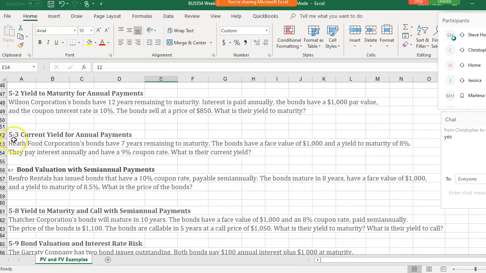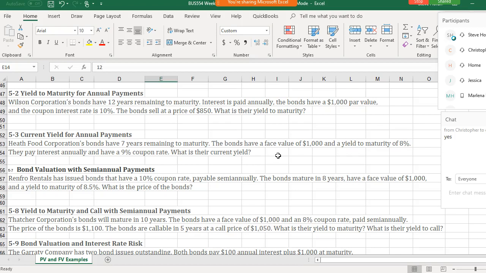Question 3 says current yield for annual payments. It says that Health Food Corp's bonds have 7 years remaining until maturity. They have a face value of 1,000, yield to maturity of 8%. They pay interest annually and have a 9% coupon rate. What is their current yield? With a bond, yield to maturity is made up of two components of yield, current yield and capital gain yield. So it has both in there.